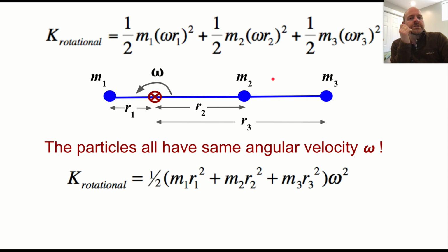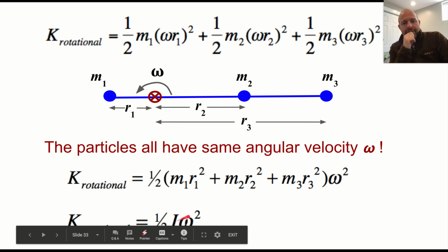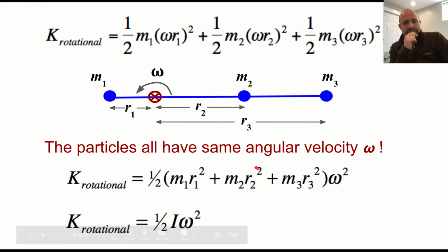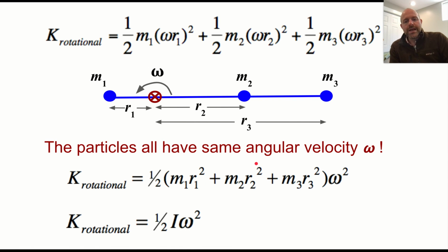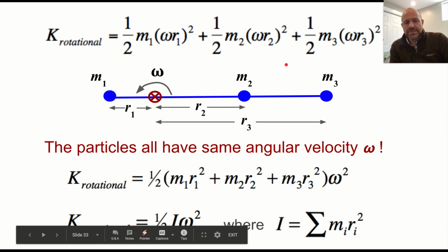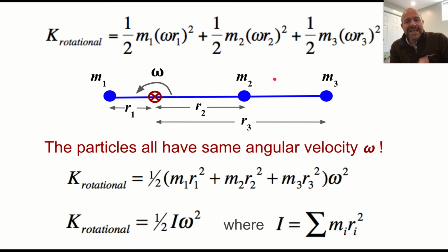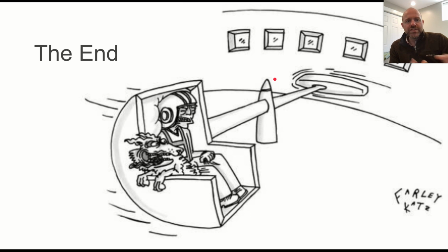Well, that looks a lot like 1/2 of the moment of inertia times omega squared, because each of these is the moment of inertia or rotational inertia for the individual particle. So we come up with this last line, which is that 1/2 I omega squared is the rotational kinetic energy of the system. All right, so that's the end of that.